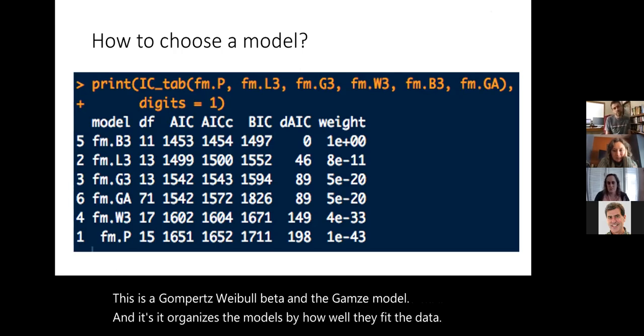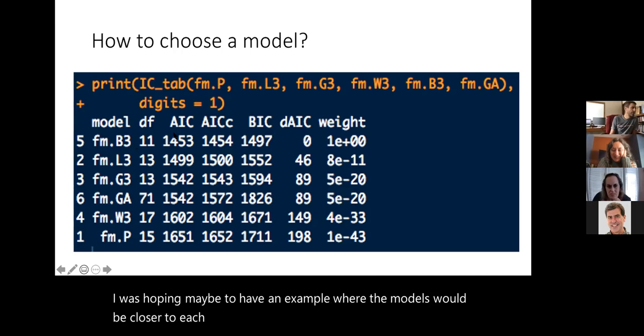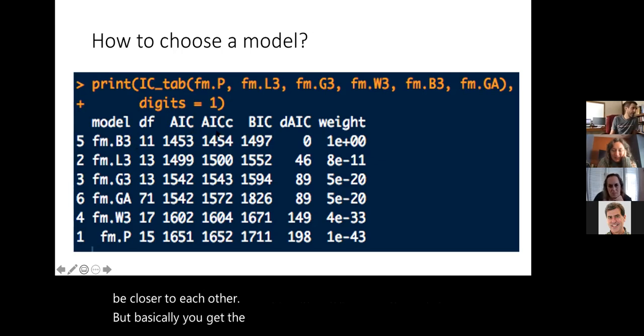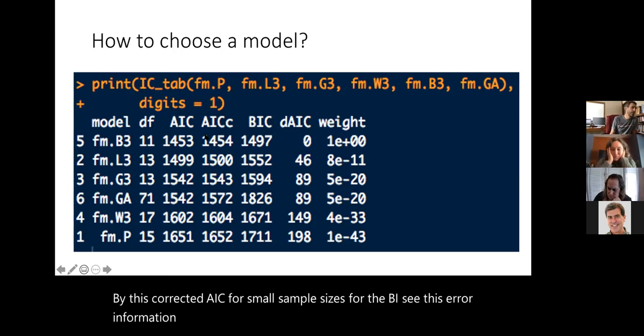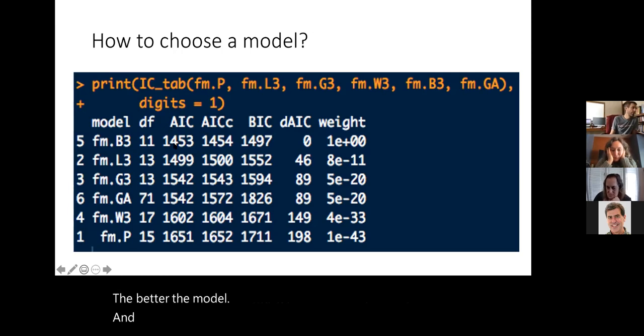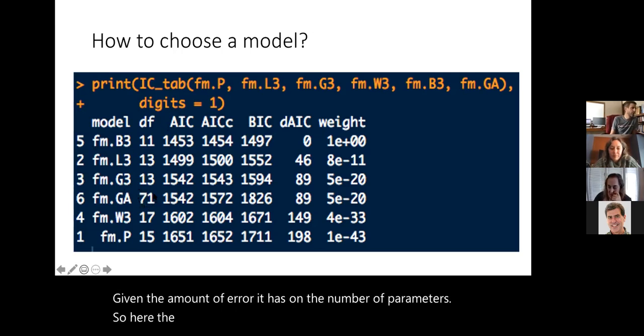I was hoping maybe to have an example where the models would be closer to each other. But basically you get the AIC. We can sort the models by AIC, by the corrected AIC for small sample sizes, or by the BIC. These are information criteria, which basically the smaller the value, the better the model. And it penalizes both the fit, like how well the model fits the data given the amount of error it has, and the number of parameters. So here the GAM model, because of the way I fit it, has like 71 parameters. So it puts in a lot of parameters.